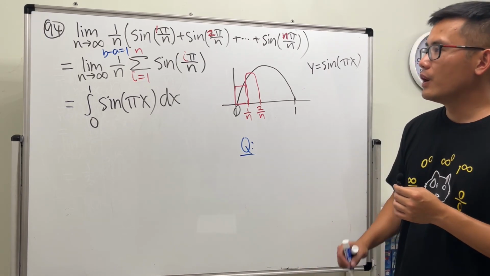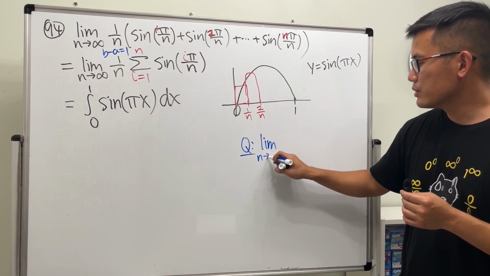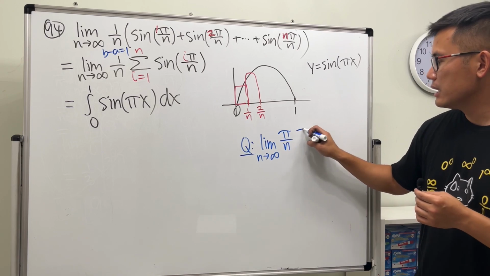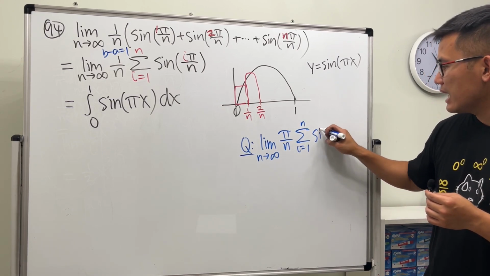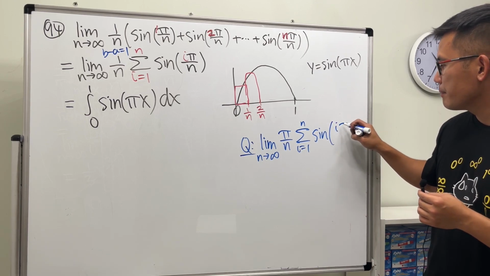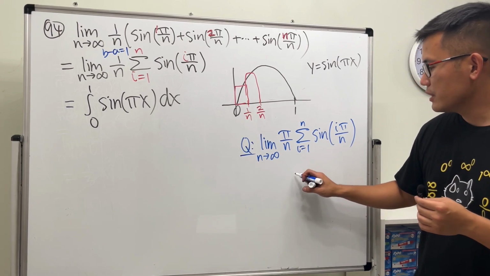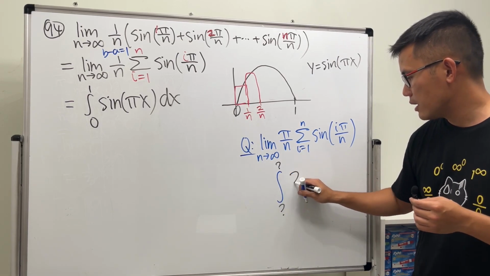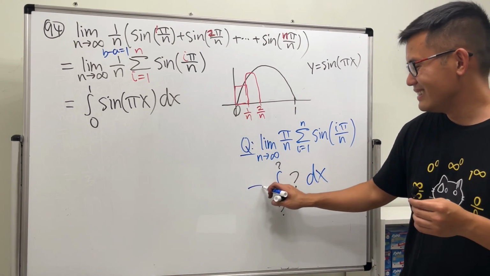Question for you guys. What if today we have the limit as n goes to infinity of pi over n, and the summation i goes from 1 to n, and then sine of i pi over n? So tell me what the function is, and tell me from where to where. I'll give you guys the dx there.